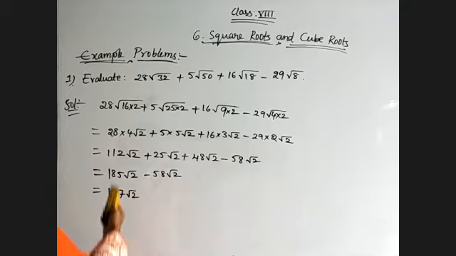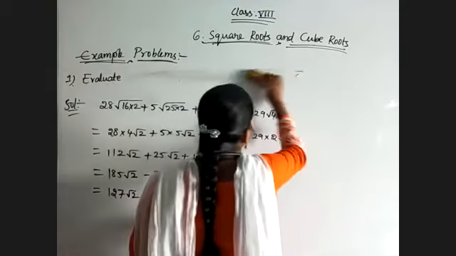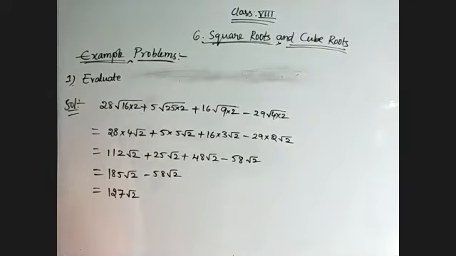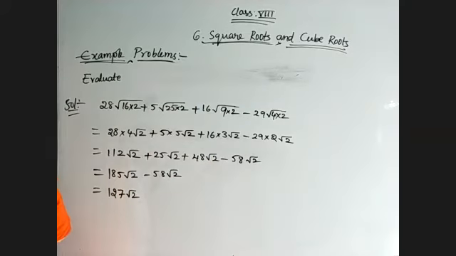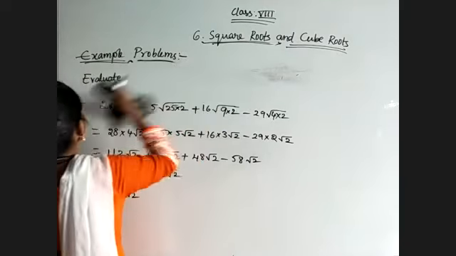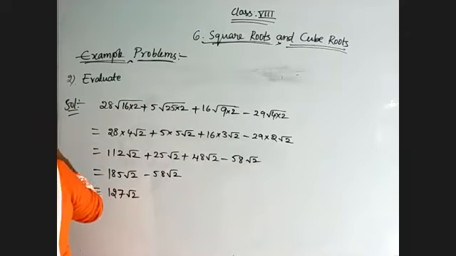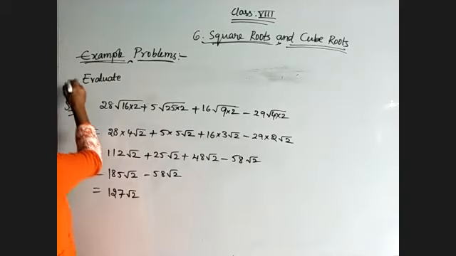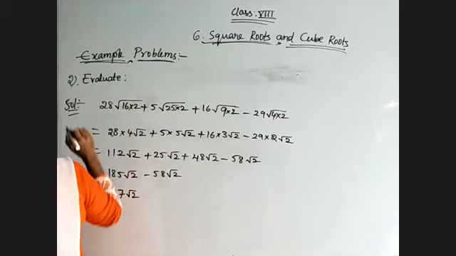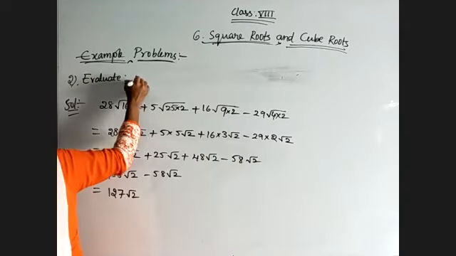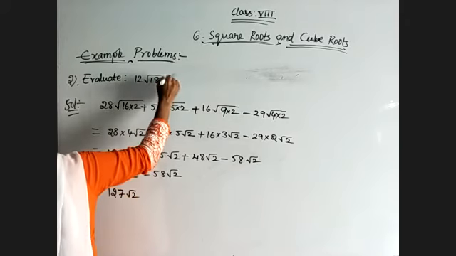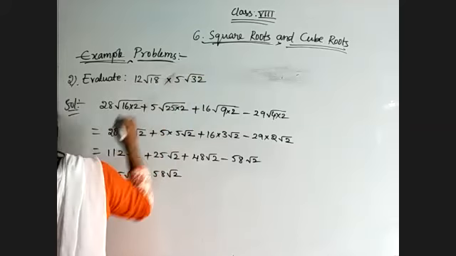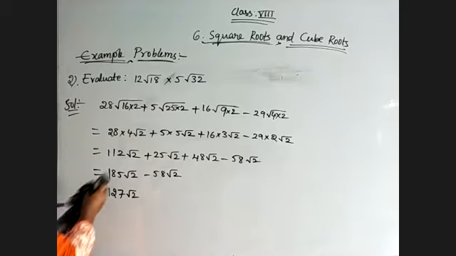Same like this only, one more question. Evaluate 12 root 18 into 5 root 32. So very simple problem. We will see how to simplify this.